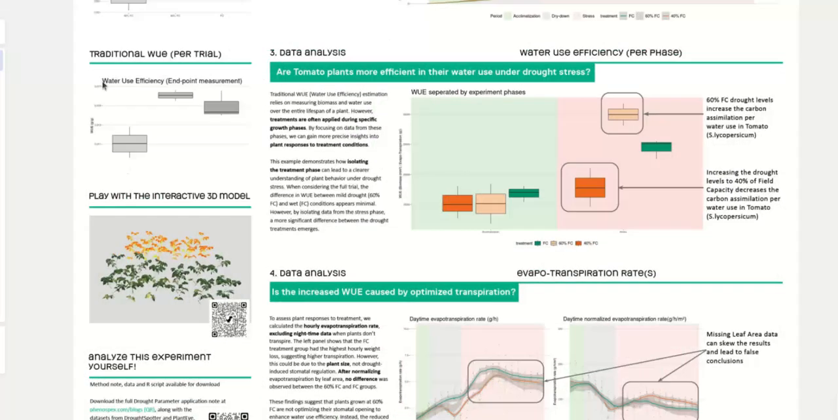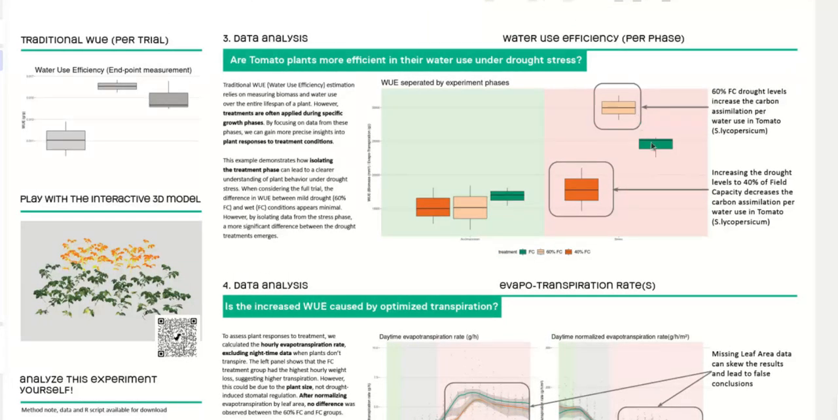The rank is the same as with the traditional phenotyping methods, only the differences between the groups, they are more pronounced. Since we now specifically isolate for this experimental phase, we can get rid of the noise which is introduced from the acclimatization phase and the dry down phase. So that's a great finding. This 60% field capacity group, that's the most efficient in the water use.